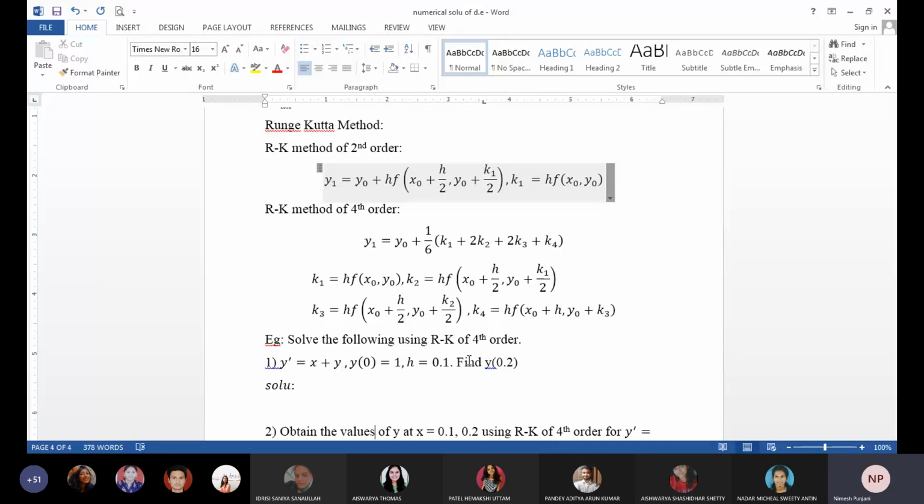RK of fourth order. RK of fourth order is given as y1 equals y0 plus 1 upon 6 times k1 plus 2k2 plus 2k3 plus k4.